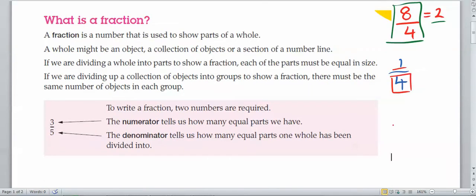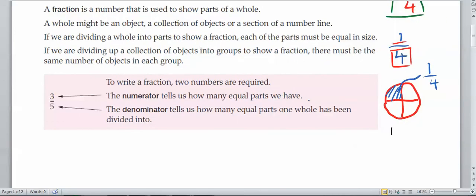Well, it makes sense. If we were to have a pie, and we were to cut that pie into 4 pieces, then each part is going to be equal. So this here would, of course, be 1/4, and I'm sure you all know that already. But in order to have a fraction, we need to have two things. The top number is called the numerator, and the bottom number is called the denominator.